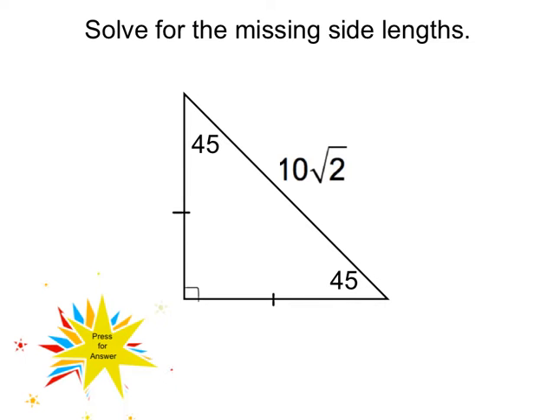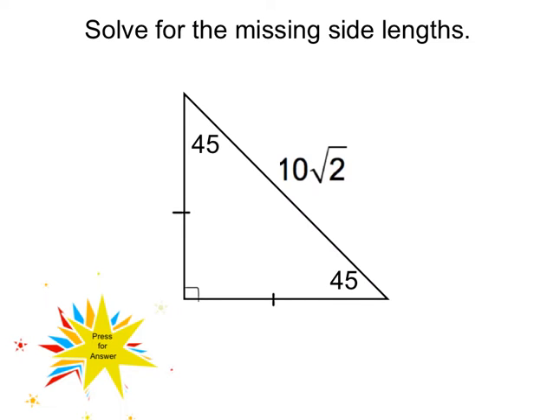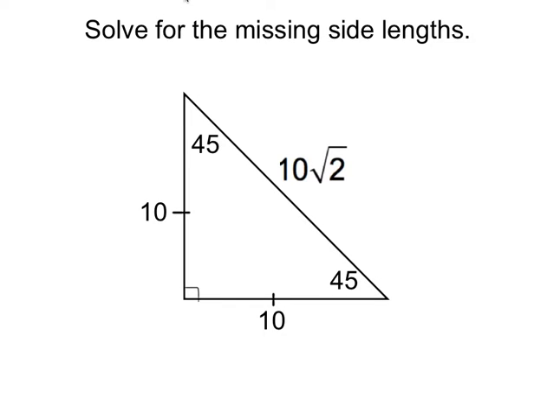Now, hopefully, you have begun to see a pattern here. If this is A root 2 and those two sides are A, can you figure out what these two sides must be? Press pause when you're ready to see the answer. Press play again. Yep, that's right. They're both 10. So it's pretty nice. If I know my hypotenuse in a 45, 45, 90 triangle is 10 root 2, or anything root 2, my legs are the 10 and the 10, or the anything and the anything.